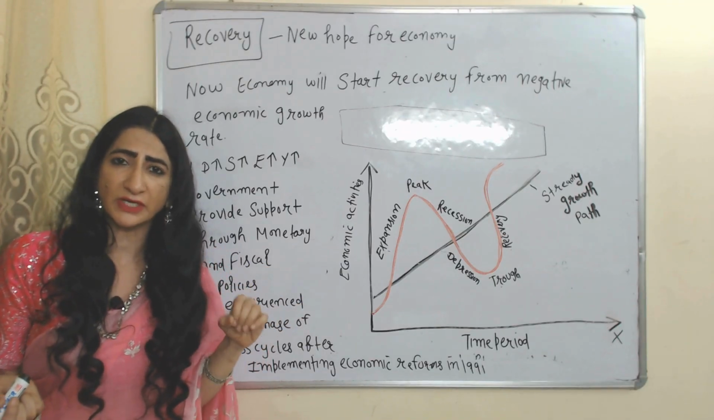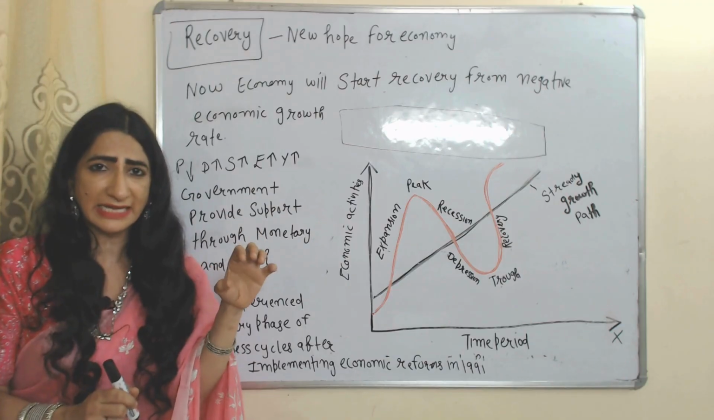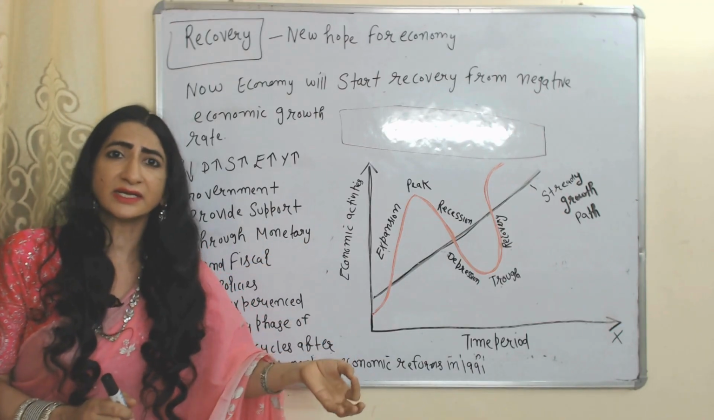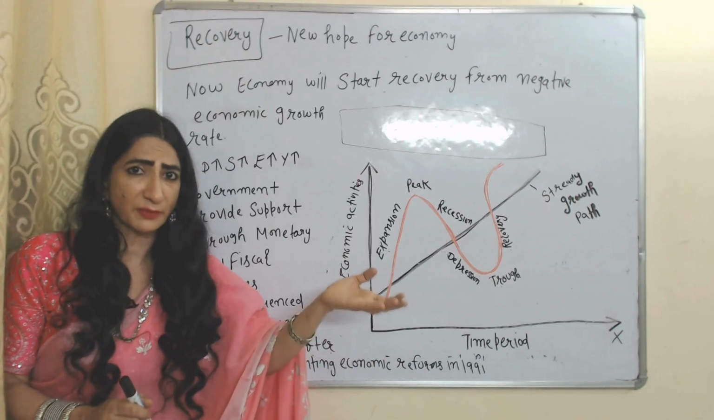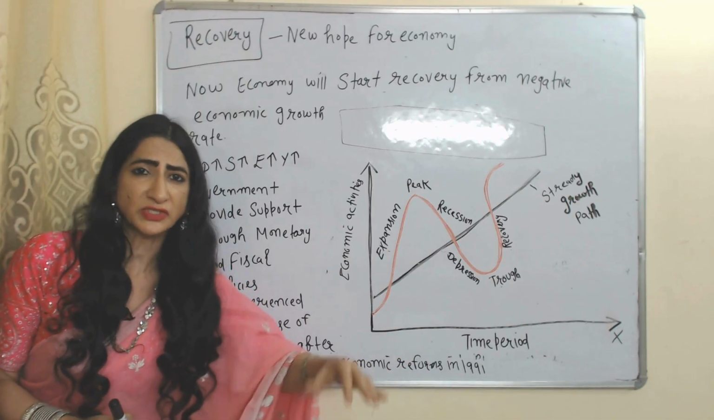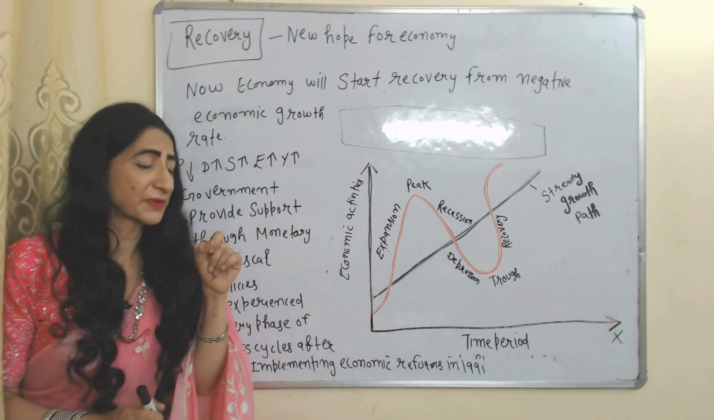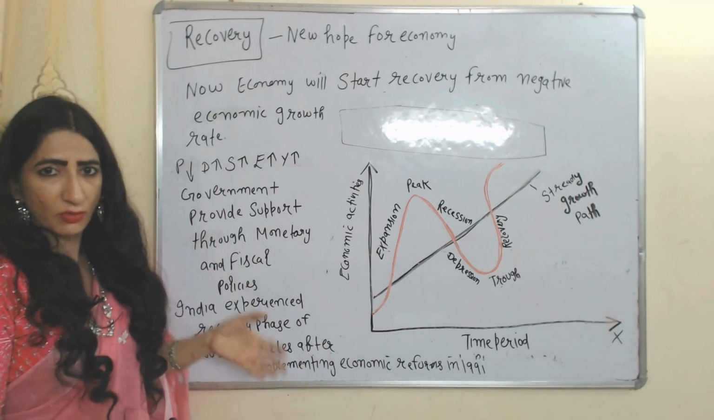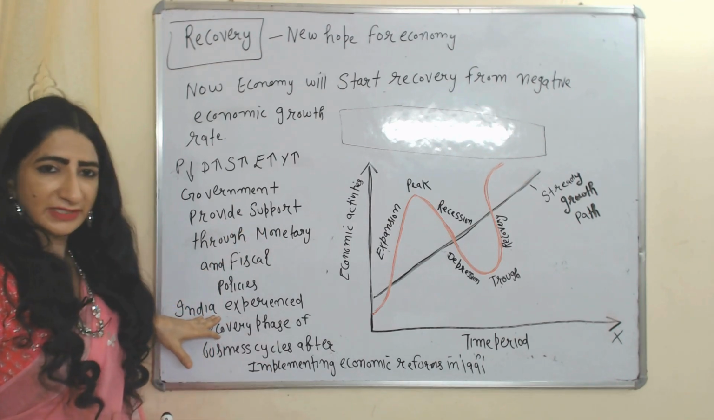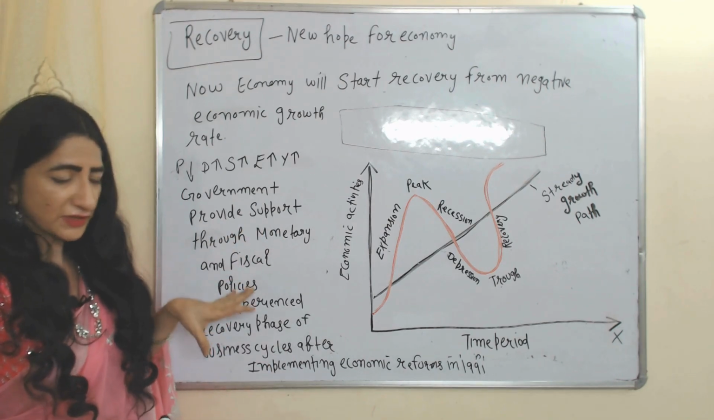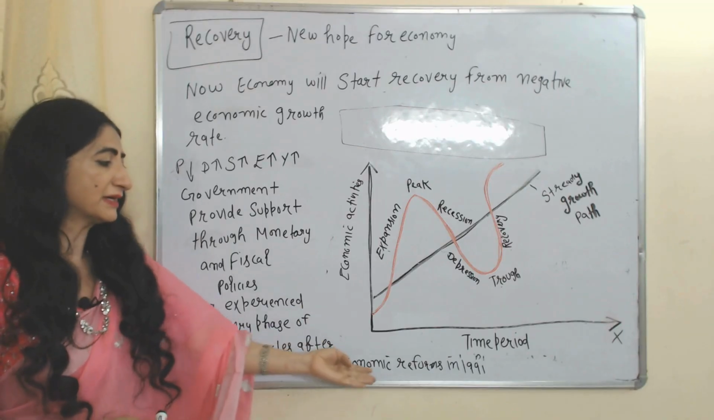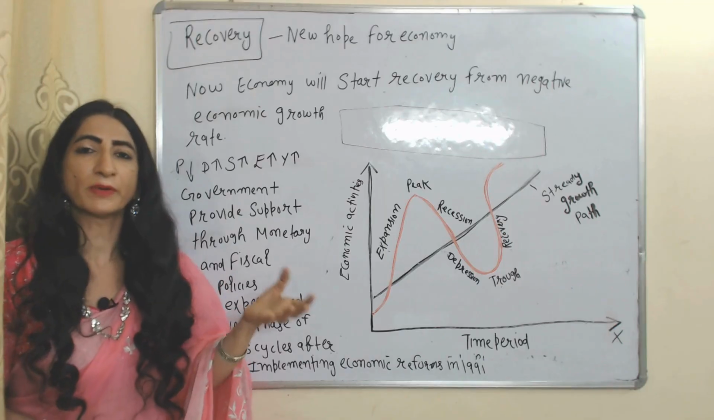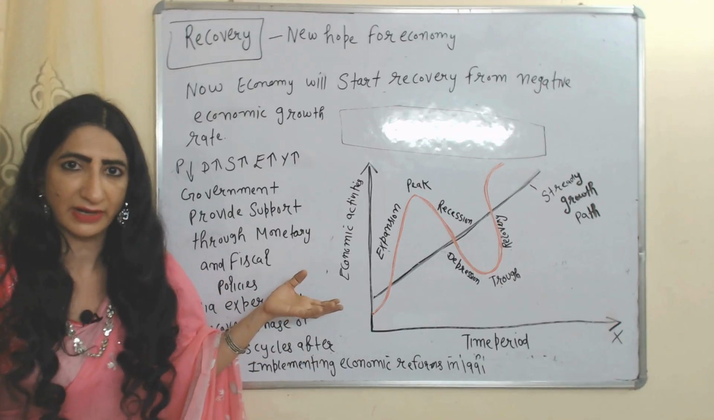As we know, during depression, prices were very low, and these low prices somewhat increase demand. As demand increases, production increases, employment increases, income increases, eventually our economic growth starts. Plus, the government also provides support through monetary and fiscal policy in order to recover. The Indian economy experienced a recovery phase of business cycles after implementing economic reforms in 1991, like globalization, privatization, liberalization.